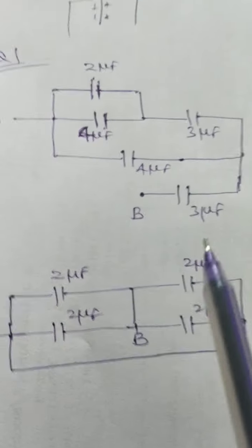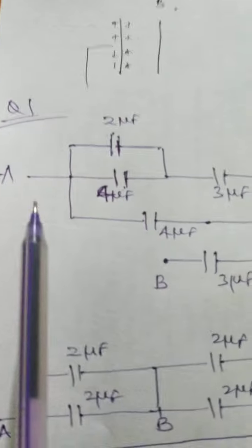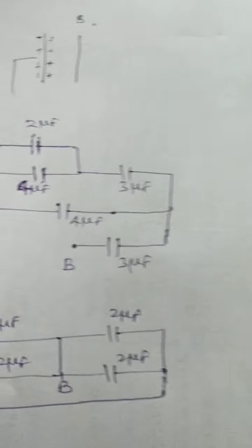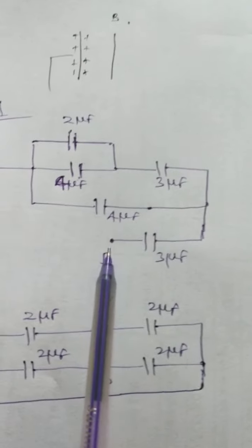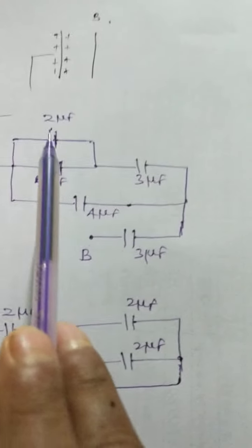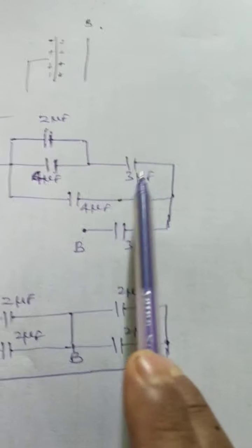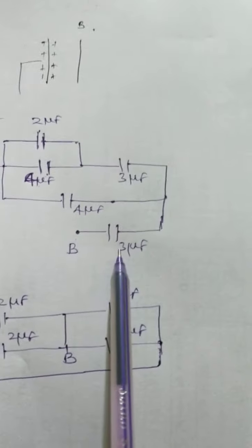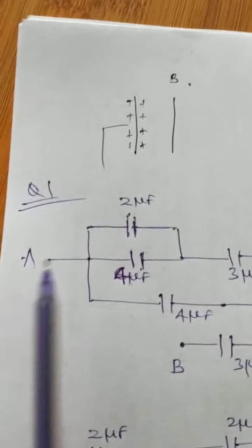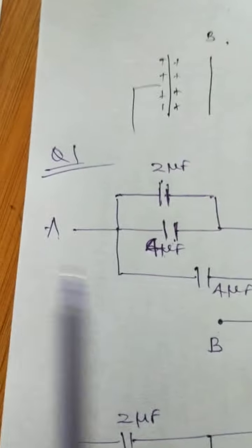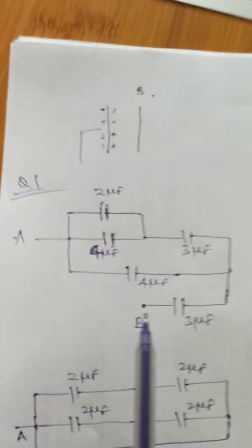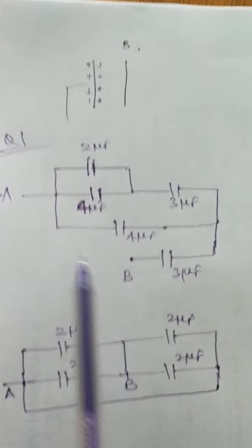Here I have two problems. First, this is point A and this is point B. Between them there are capacitors of 2 microfarad, 4 microfarad, 3 microfarad, 4 microfarad and 3 microfarad. Five capacitors are connected here, and our question is to find the equivalent capacitance between A and B. Now look here.